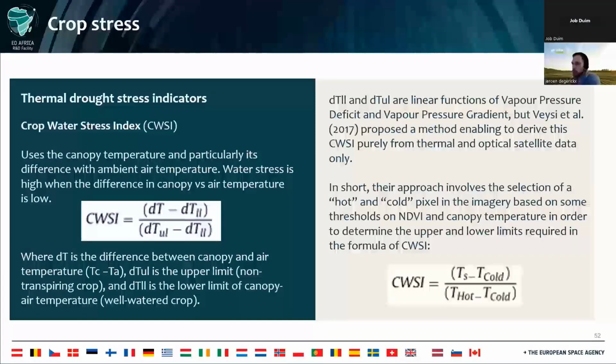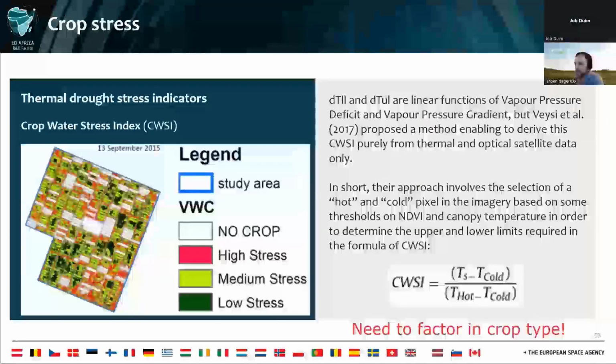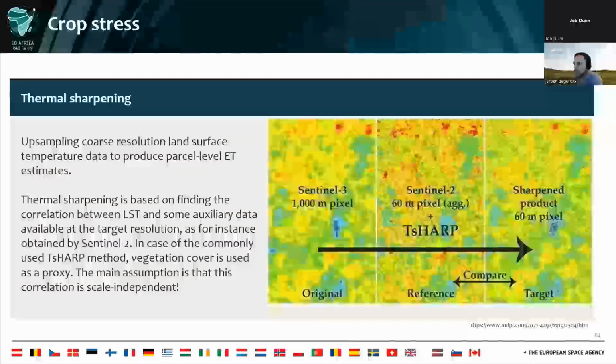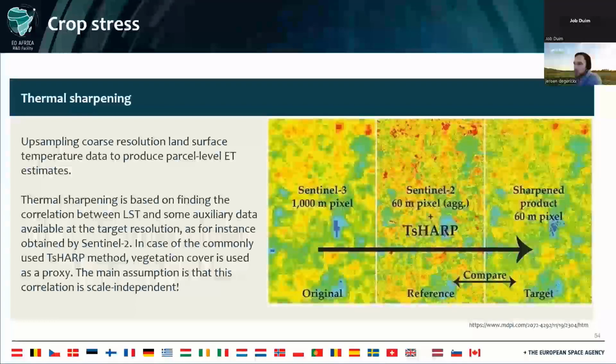This is just an example of such an indicator, which uses the temperature difference between the crop and the air temperature as an indicator for drought stress. Sorry, I don't have the time to really go into detail here. But if you're interested, check out the links in the presentation. Something to realize here is that this thermal data I was talking about is currently not available at high resolution. It's currently only available at 1 kilometer, 500-meter resolution, so not at field scale.